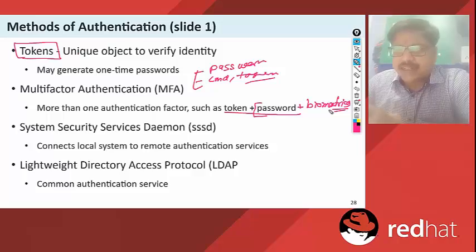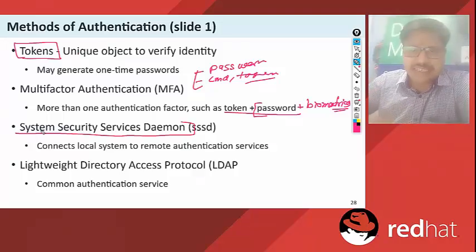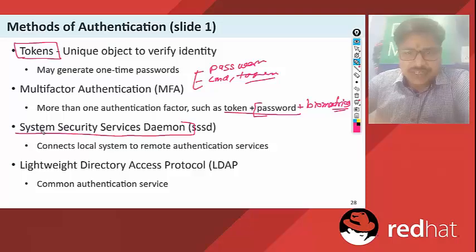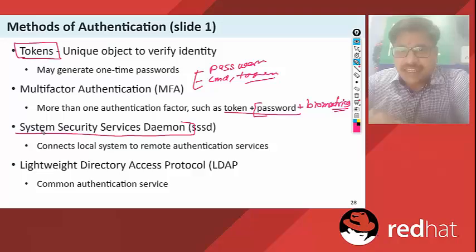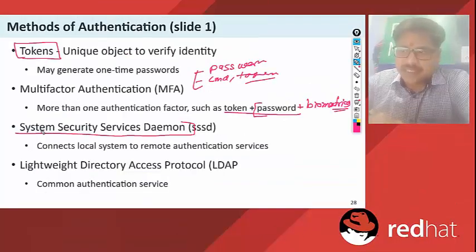Now there are some authentication services used in Linux. It is called SSSD, the System Security Services Daemon. A daemon, as you already know, is a type of service that runs in the background in non-interactive mode. This is generally used for connecting the local system and then authenticating to remote services. One example of remote services is SSH and some others.